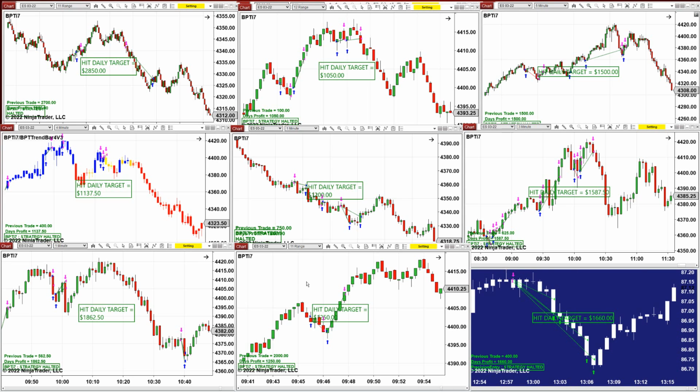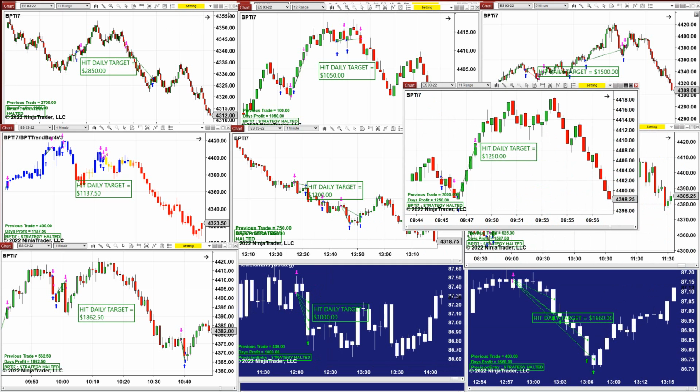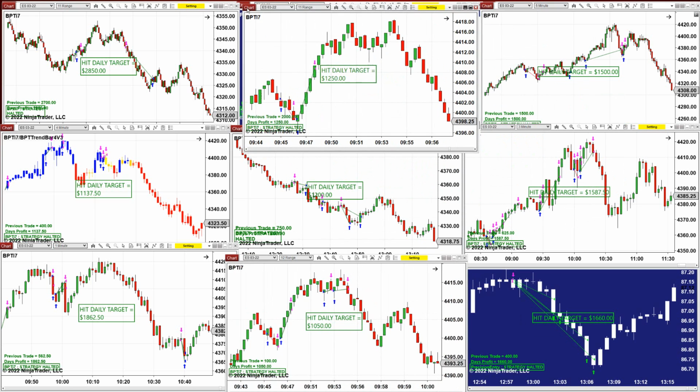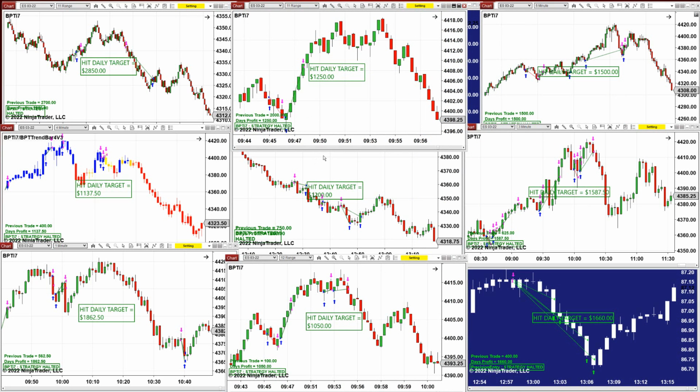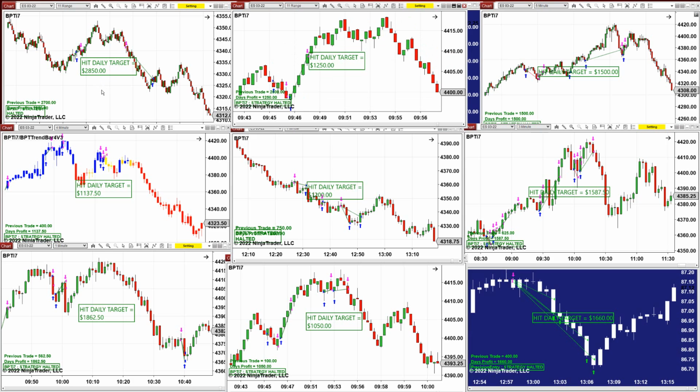I want to show you also on the TI7 the same auto trade. This one made the 2800, and this one here 1250. It's the same auto trade, the same entry. One is an older template and one is a newer template.